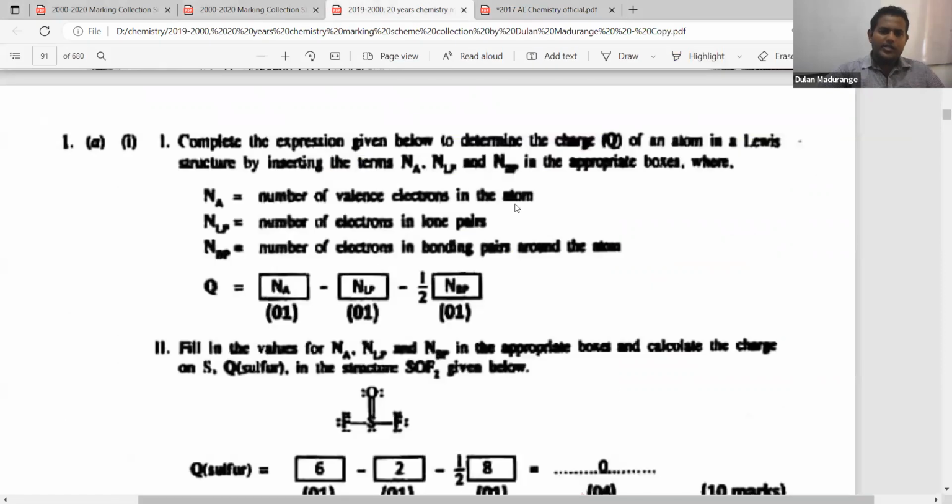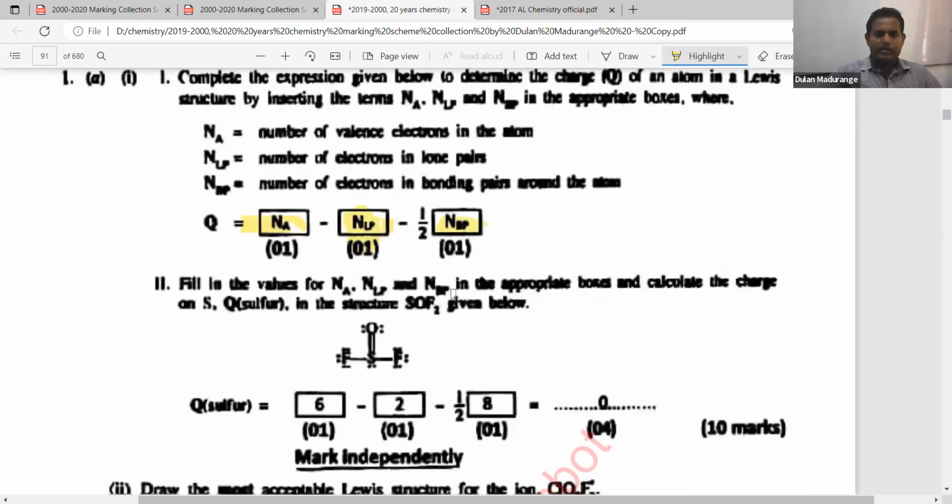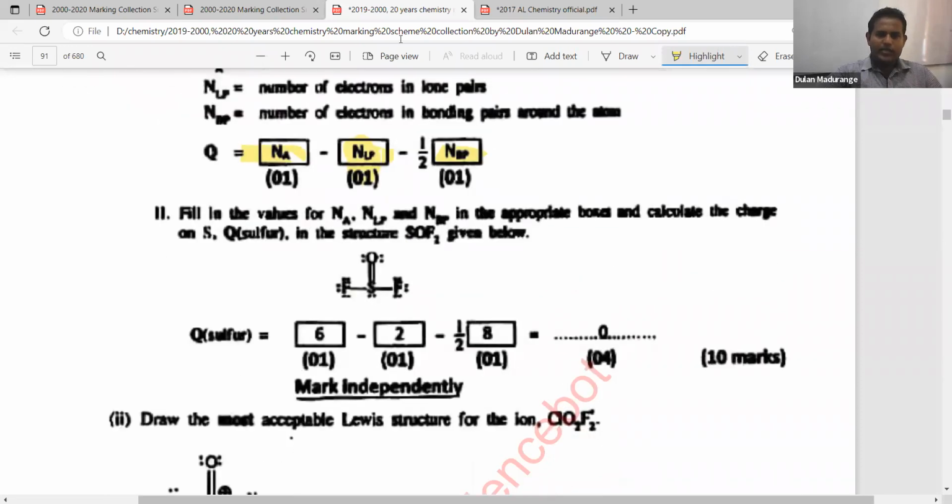So this is the answer that they have given. Let's check out of 100. So this is Na, the number of valence electrons, then NLP, the lone pair electrons, I'll subtract that, and then half into NBP, the bonding pairs. Okay, now this one is the next structure, 3 marks.